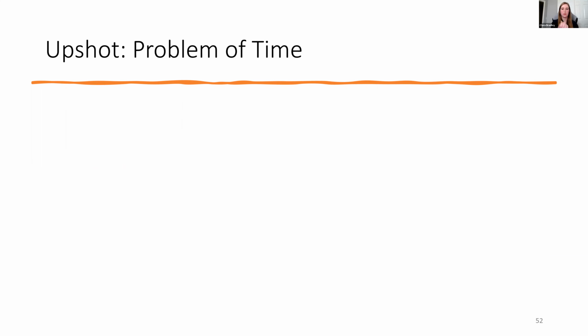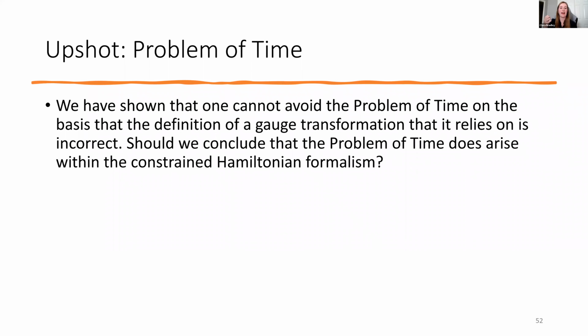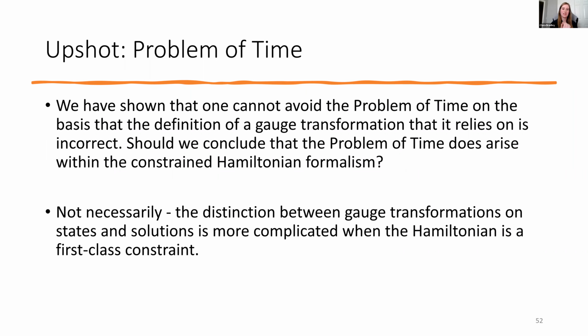And second, this problem of time. Well, what I've shown is that one cannot avoid the problem of time purely on the basis that the definition of a gauge transformation that it relies on is incorrect. So should we conclude that the problem of time does arise within the constrained Hamiltonian formalism? Well, I think the situation is a little bit more complicated in this case because the distinction between the gauge transformations on states and those on solutions is more complicated when the Hamiltonian is itself a first-class constraint. The reason being that the equivalence class of states is then tied up with the dynamics, in the sense that the states along the gauge orbits also correspond to the solutions to the equations of motion.